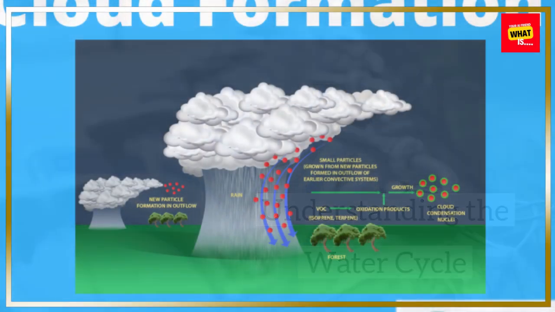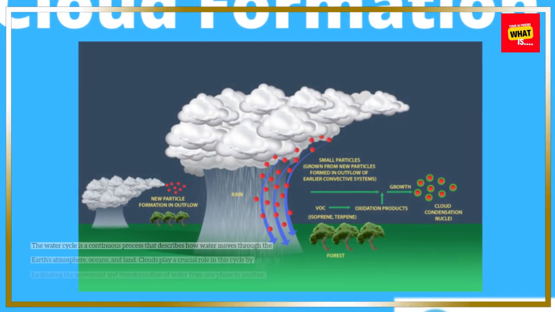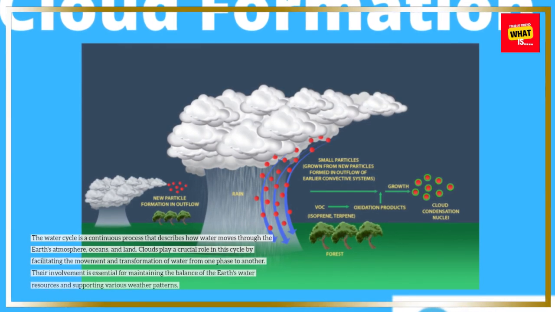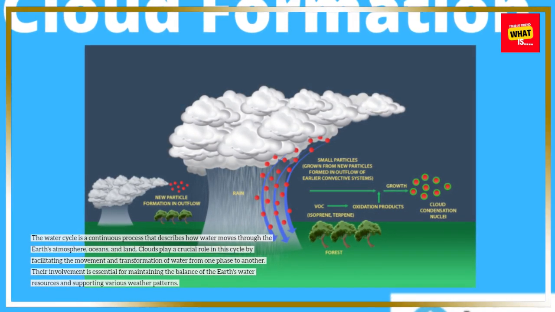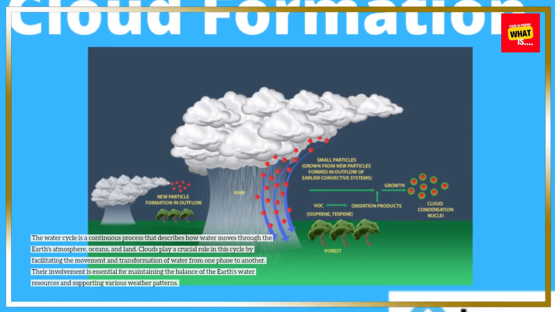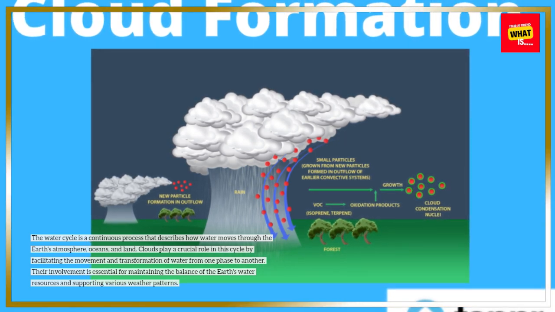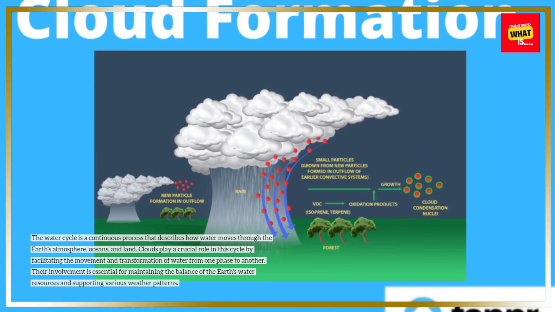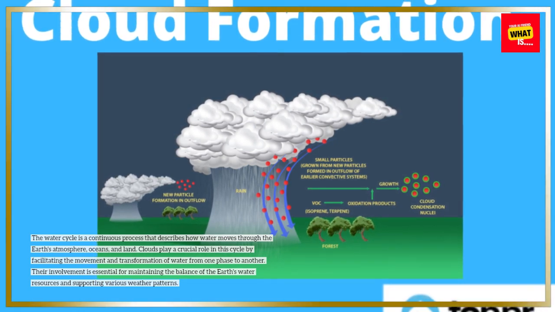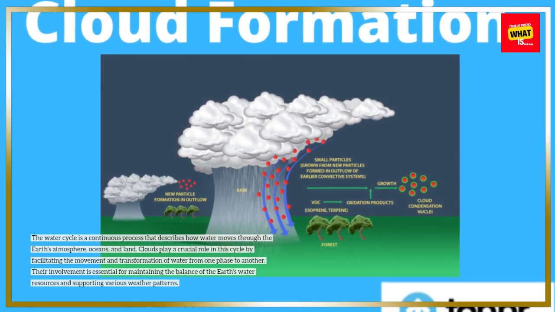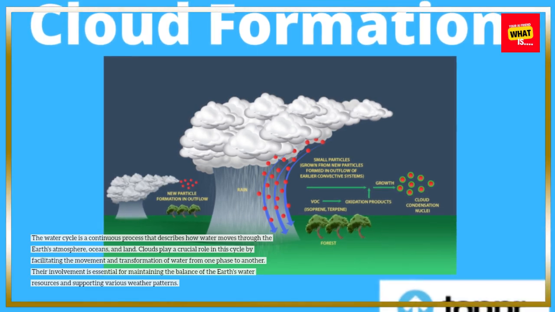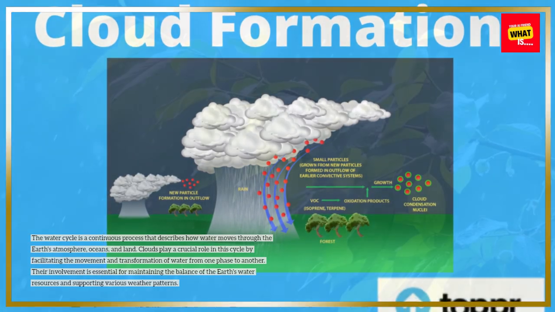Understanding the water cycle. The water cycle is a continuous process that describes how water moves through the Earth's atmosphere, oceans, and land. Clouds play a crucial role in this cycle by facilitating the movement and transformation of water from one phase to another. Their involvement is essential for maintaining the balance of the Earth's water resources and supporting various weather patterns.